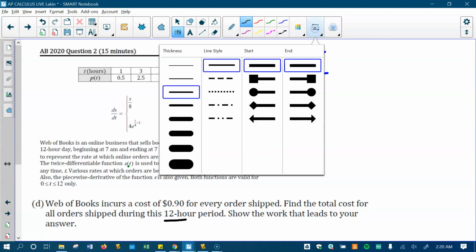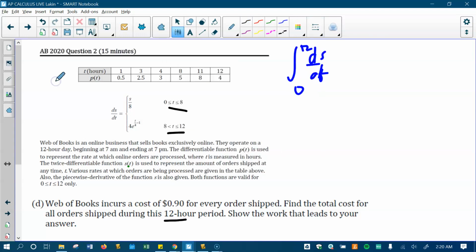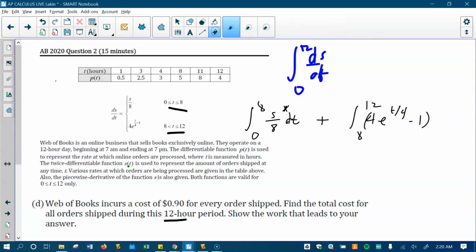The first integral is going to be the trickier one of the two, so I'll take some time to explain that. We're going to do the integral from 0 to 8 of s over 8 dt. That's going to be a tricky one, so I'm going to put a little star by that. Plus the integral from 8 to 12 of 4e to the t over 4 minus 1 dt. I'm sorry, that minus 1 is up in the exponent.